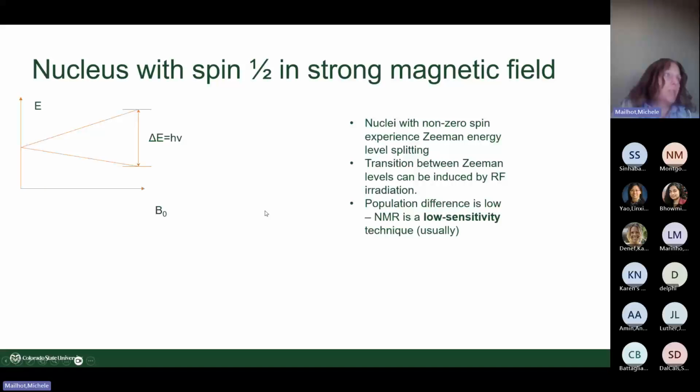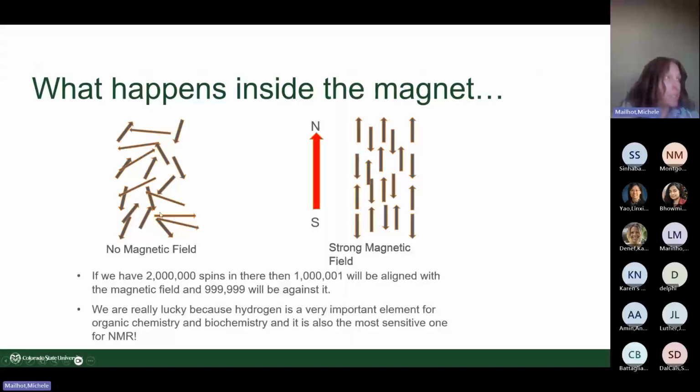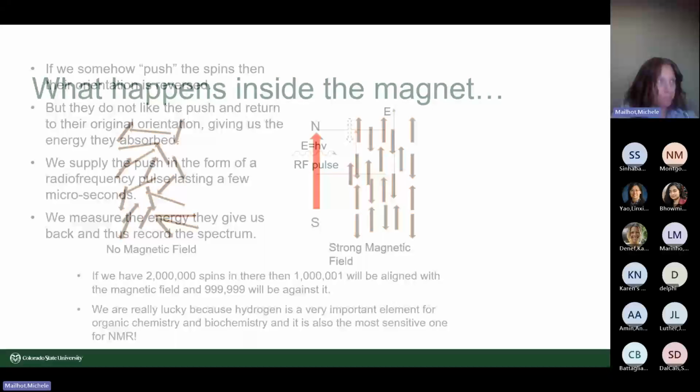Unfortunately, the population difference between these two energy levels for NMR is usually quite low, which makes it a very low sensitivity technique. If we go back to this picture, we're in a strong magnetic field. If we have 2 million spins, 1,000,001 will be aligned with the magnetic field, and 999,909 will be against it. So you can see that this is very, very low sensitivity. Luckily, the most popular NMR nucleus is hydrogen. It's 100% natural abundance, so we can get around this issue.